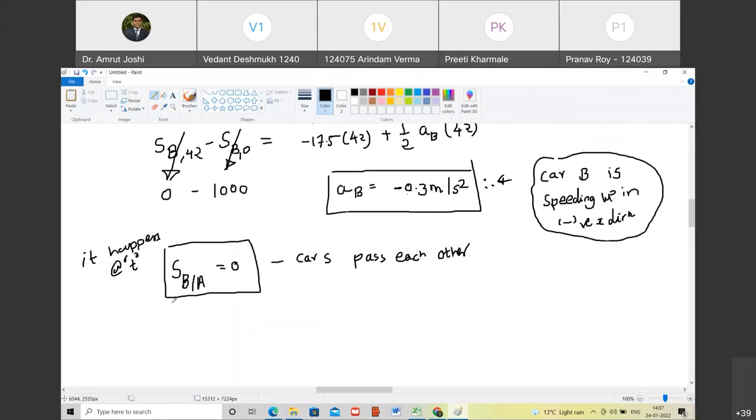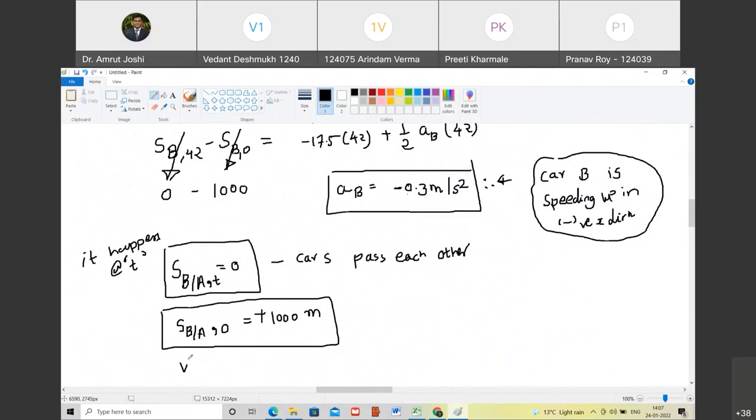Now, look here. What is this quantity at time t equal to 0? Position of car B with reference to A at time t equal to 0. It is 1000 meter. Do you agree with me? This we have written at the starting. Now, what is this? This is at time t. So I wrote it like this.